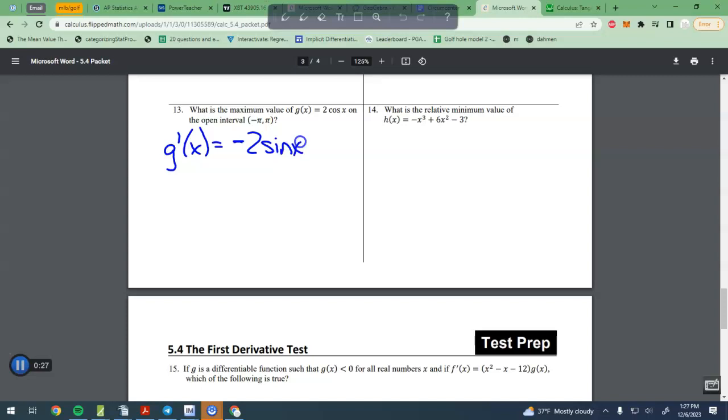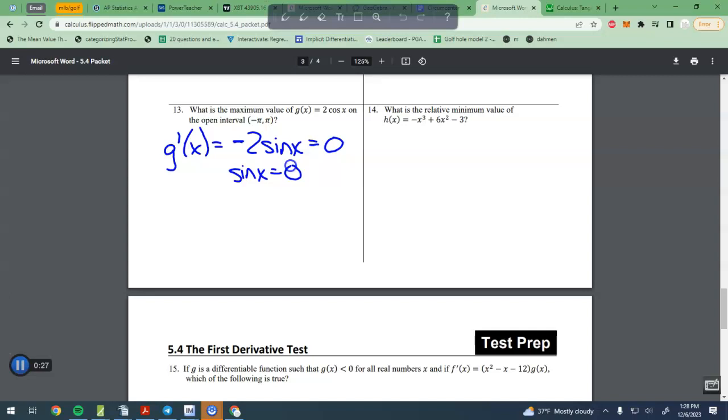Okay, 13 on 5-4. So we're looking for the maximum value on the open interval. So that's looking for a relative max or a local max. So we take the derivative and set the top and bottom equal to 0. There's no bottom, so we just set the top equal. Remember the derivative of cosine is negative, so that's why it's -2. And then I set this equal to 0, and I can divide both sides by -2 to make it a little easier. And then I've just got to solve that.